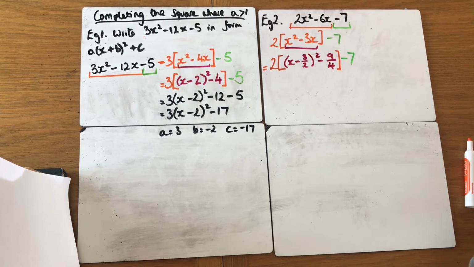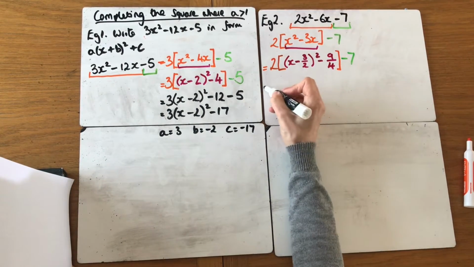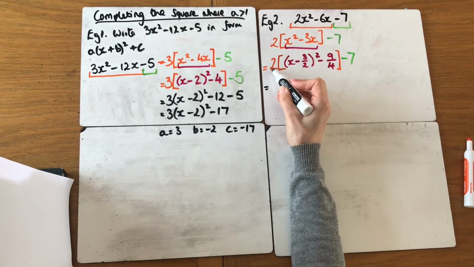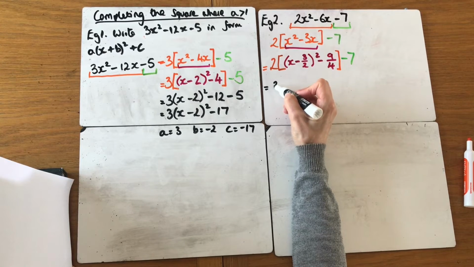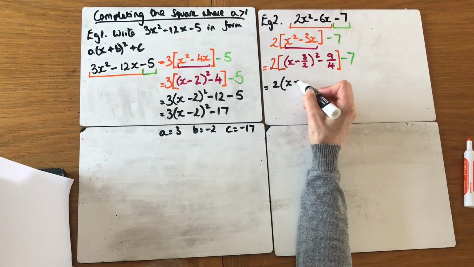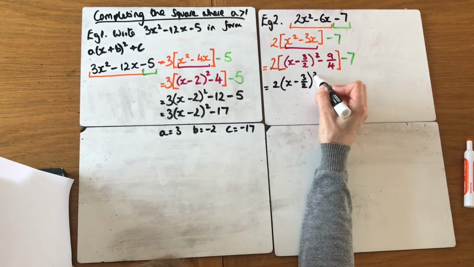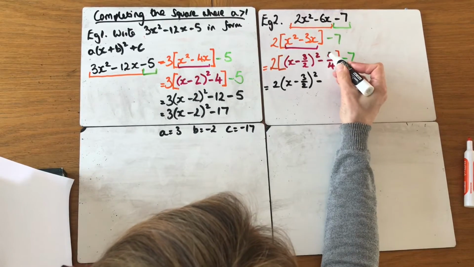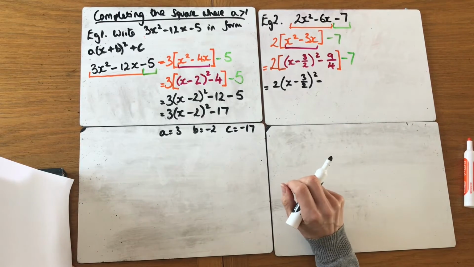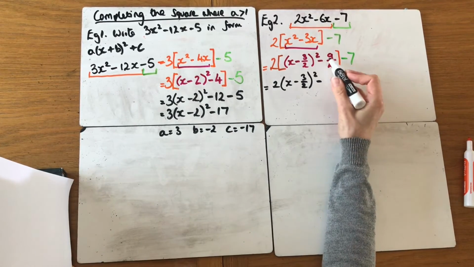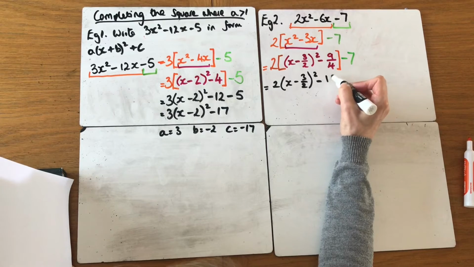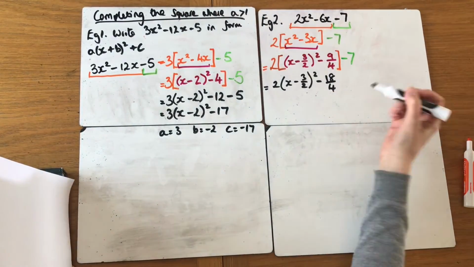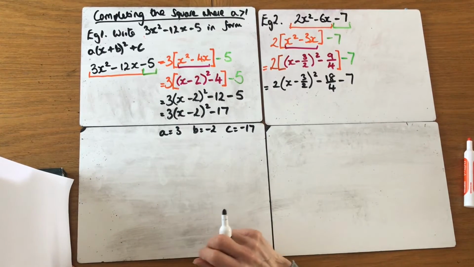Now if you remember from the previous example, we're now going to expand the orange square bracket and simplify. So I'm going to multiply everything by 2. So I'm going to have my 2 (x minus 3 over 2) all squared. And then I've got to multiply my minus 9 over 4 by 2, which is going to give me, remember we just multiply the numerator, 18 over 4, and then I've got my minus 7 on the end.